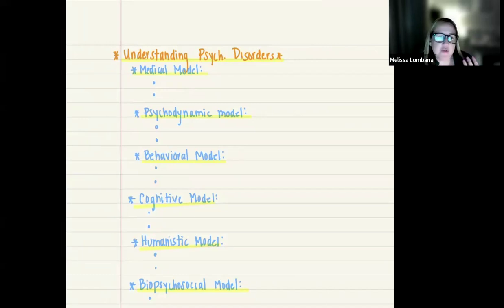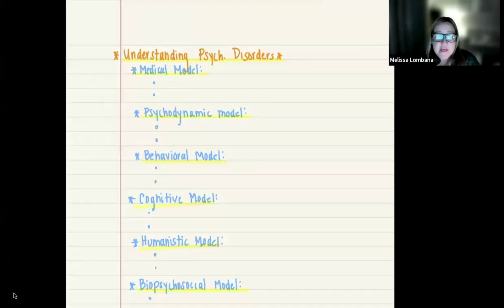Okay, then we go into the behavioral model, and the behavioral model basically says that all behaviors, maladaptive or adaptive, are all learned from our environment. Operant conditioning, right, where behavior is reinforced or punished, also explains some of these disorders.